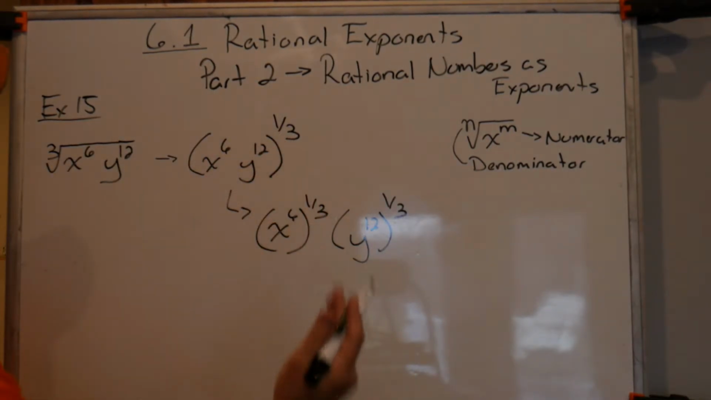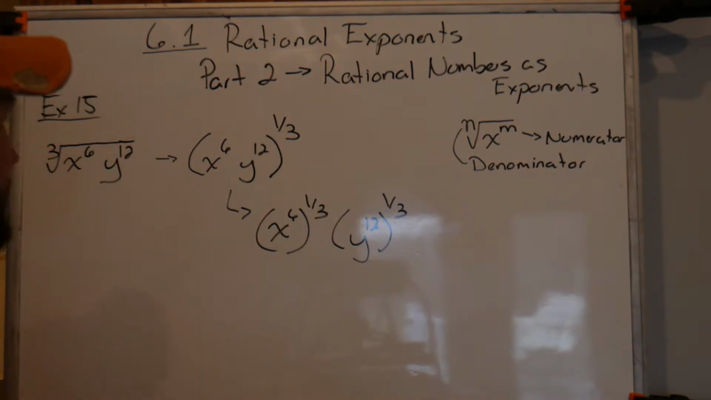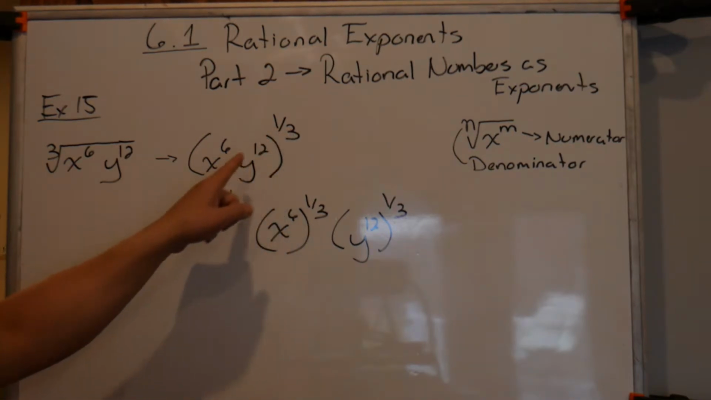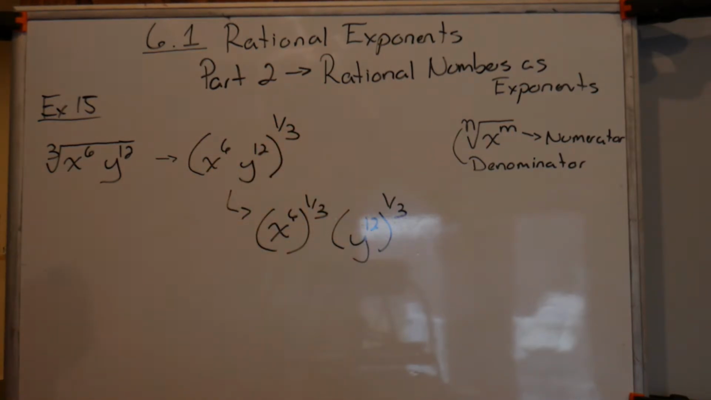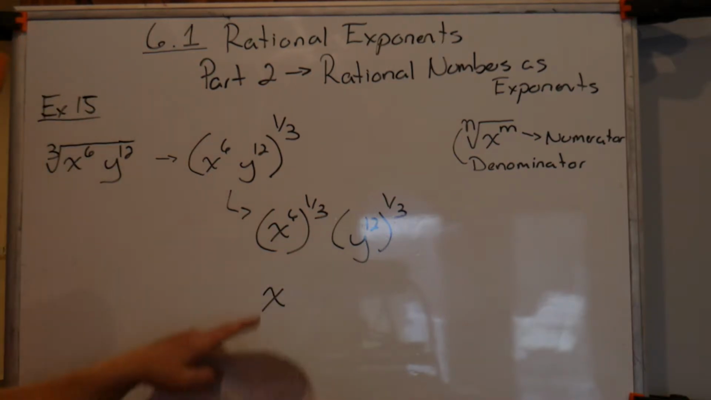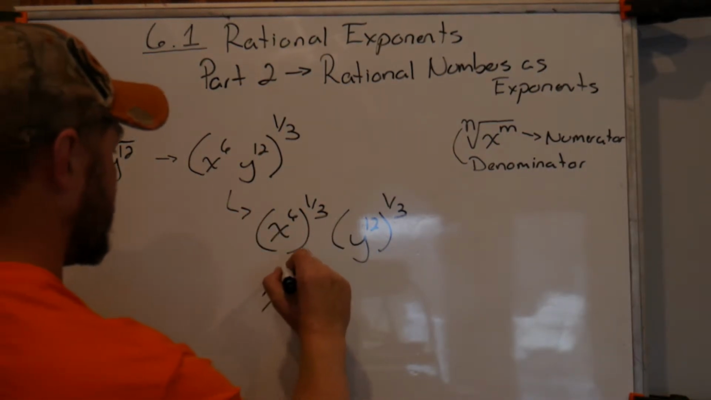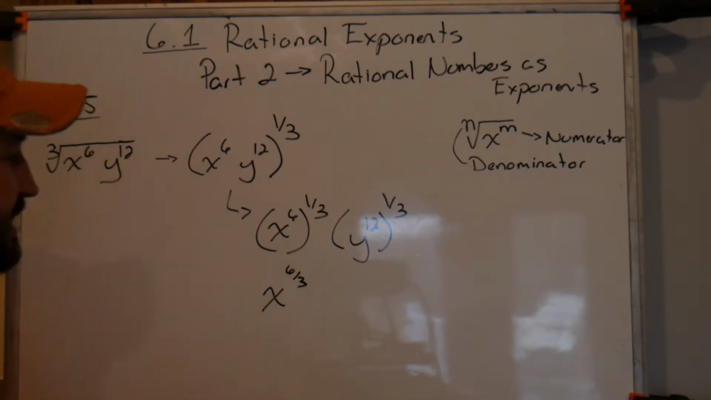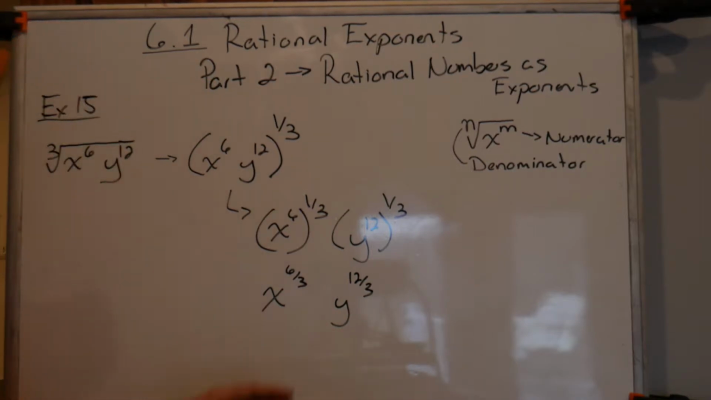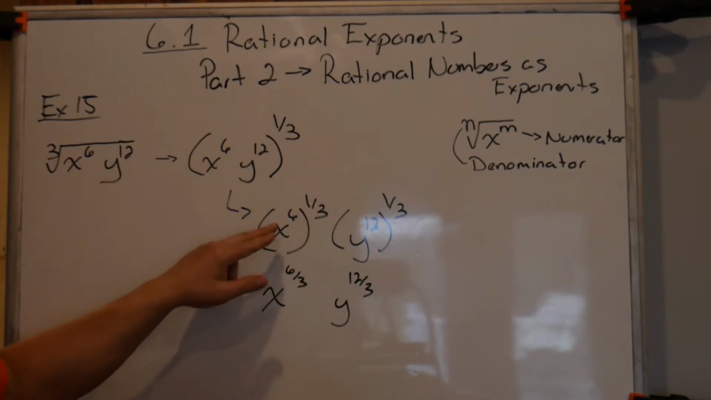We use our exponent rules throughout this whole chapter. Just stick with your exponent rules. X to the 6th raised to the 1/3, y to the 12th raised to the 1/3. And then we move down, and you know that when you have an exponent raised to an exponent, you're multiplying. So it's x to the 6/3, y to the 12/3. I know that's a jump that some students will ask questions about.